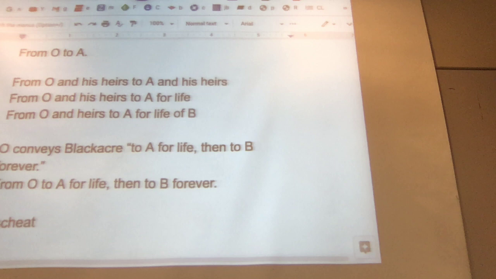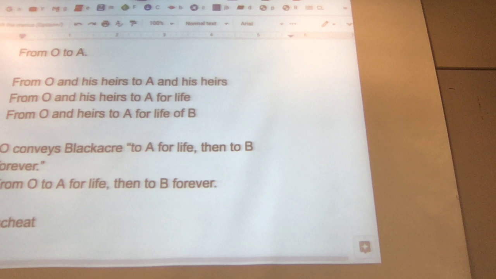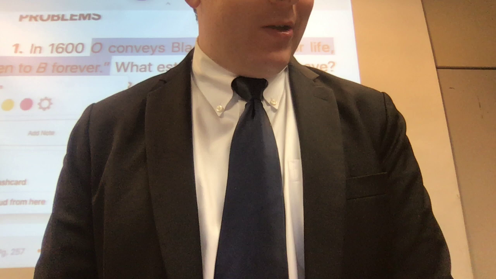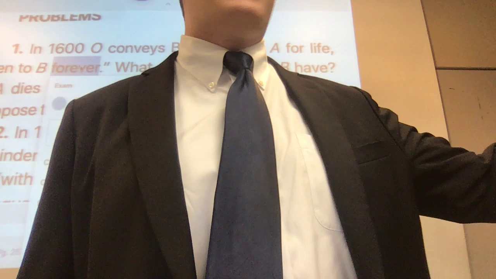Okay. Now, Heather, let me ask you a follow-up question. It says to B forever, right? Will B live forever? Does anyone live forever? Of course not, right? Heather, what happens when B dies? I'm just guessing, but I'm assuming it's a similar way or a different way of saying to B and his heirs. That's exactly right. And in fact, in your book, where it says to B forever, just cross that out in your notes and write to B and his heirs. You're not just guessing, you're exactly right. Maybe you were guessing, but you guess well.